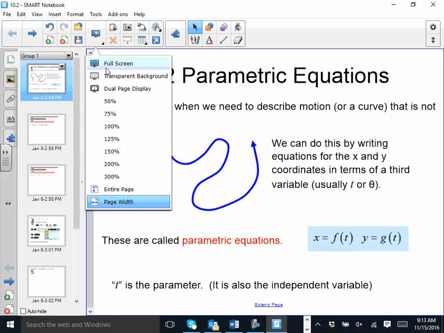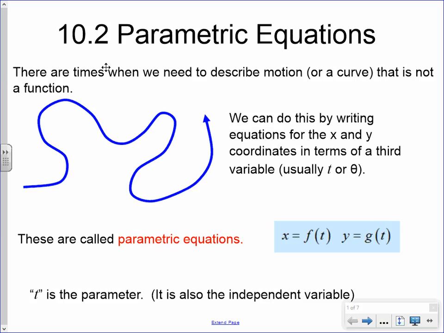It's not a scary squiggle. Okay, parametric equations. What's the point of parametric equations? I think parametric equations means an equation in terms of a parameter.